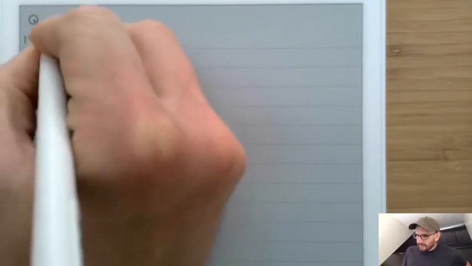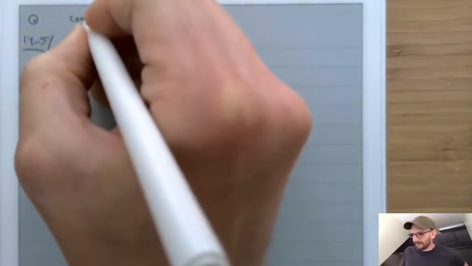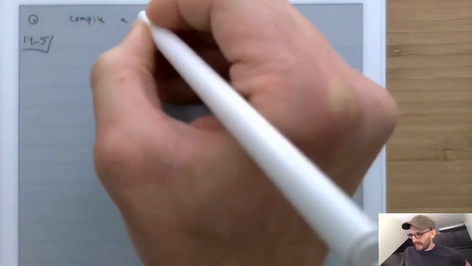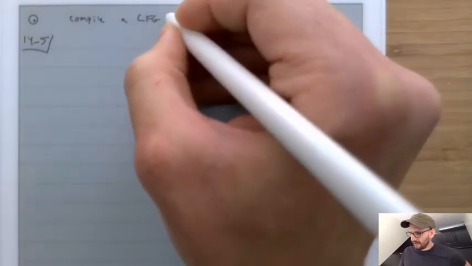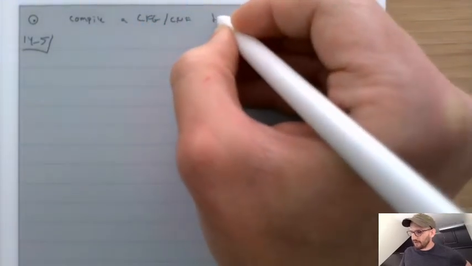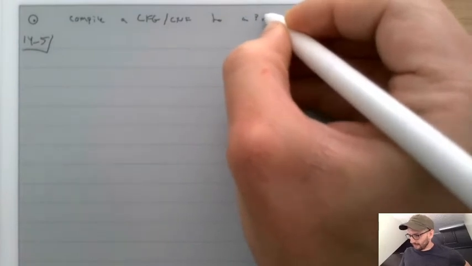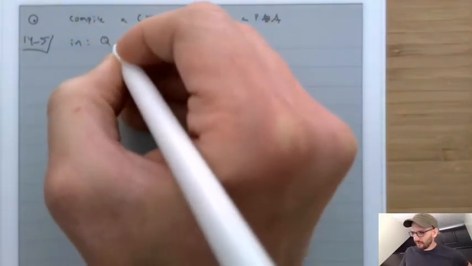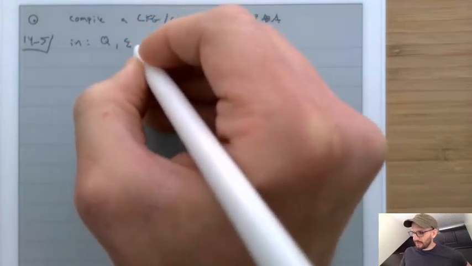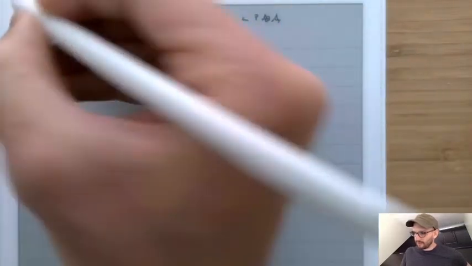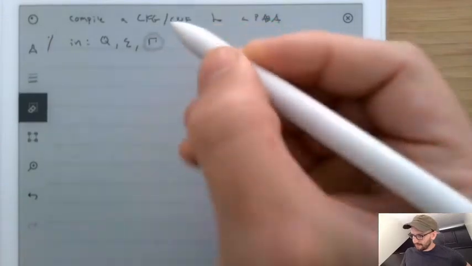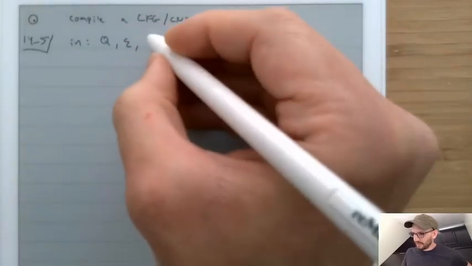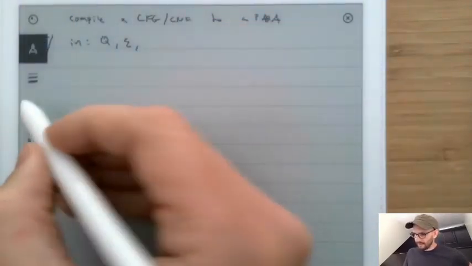So what we're going to do is compile a CFG in Chomsky normal form to a PDA. So that means that our input is Q, sigma, gamma, so no gamma. Q, sigma, sorry, I made a mistake.